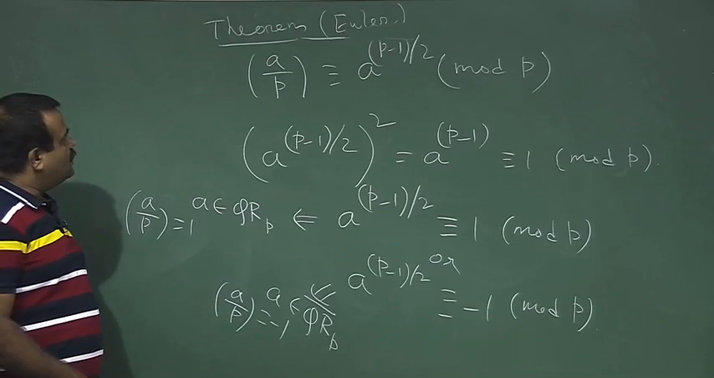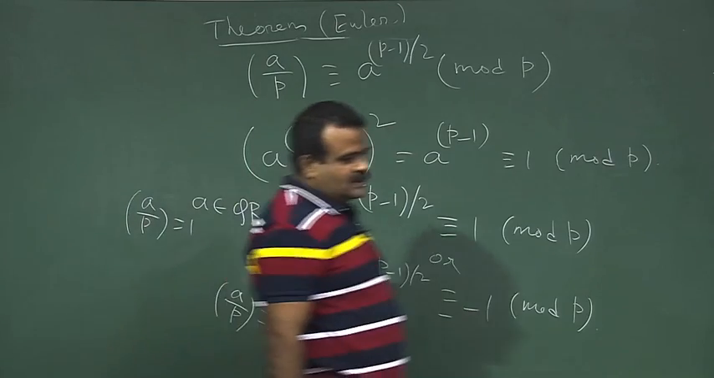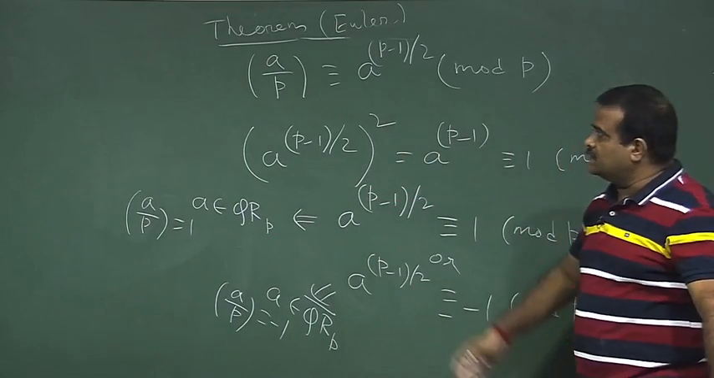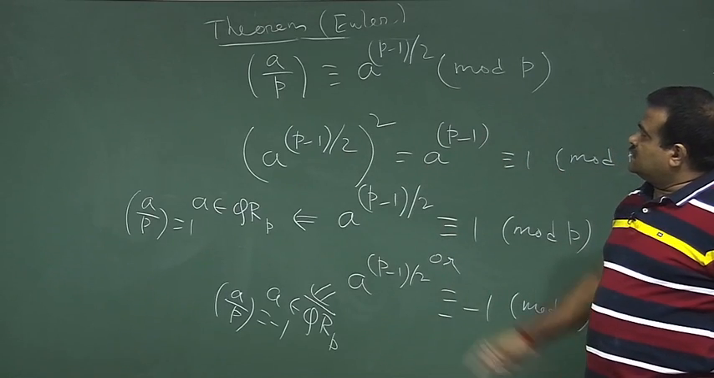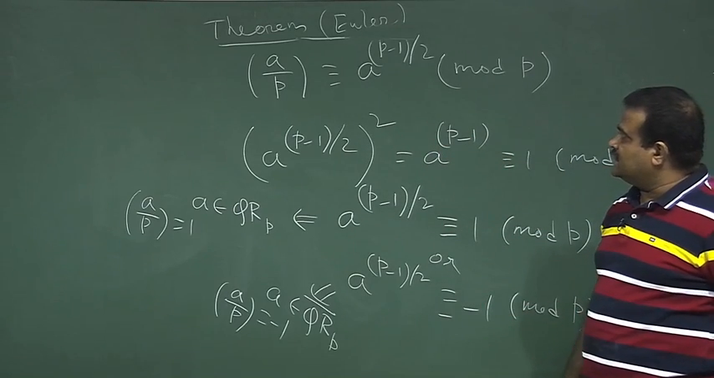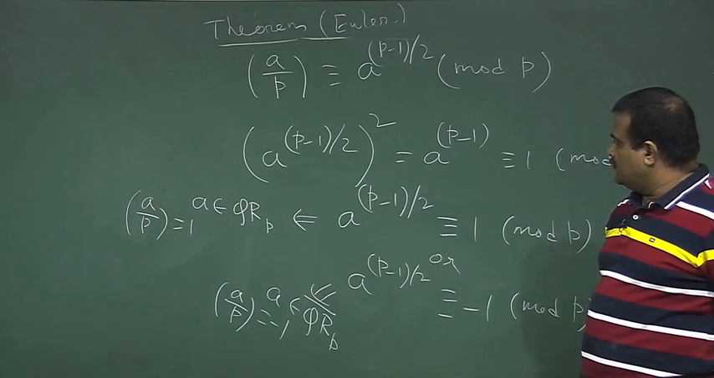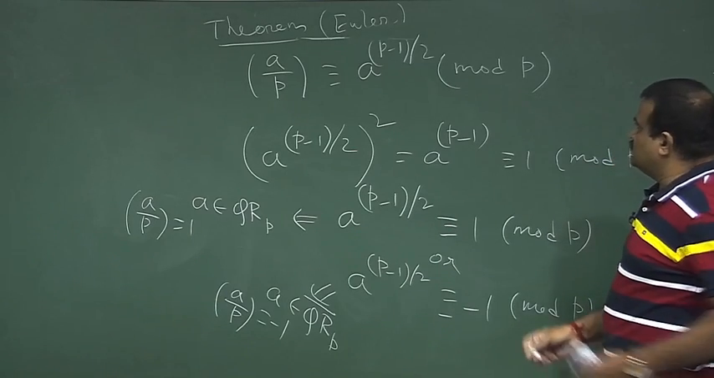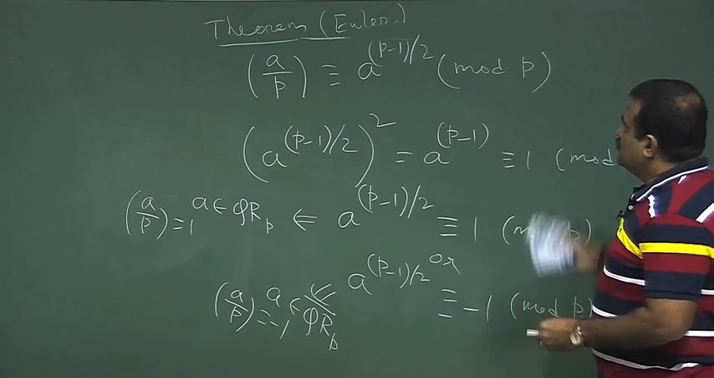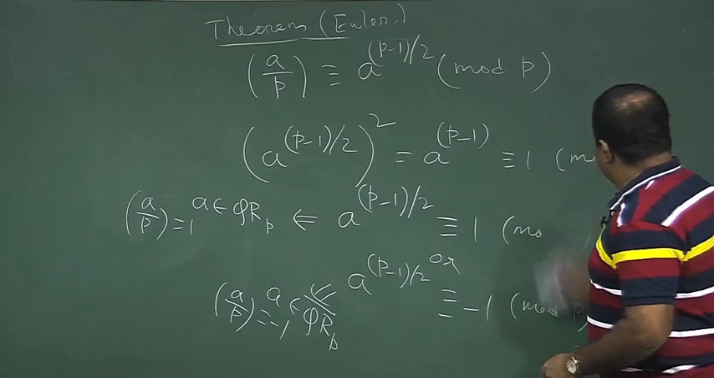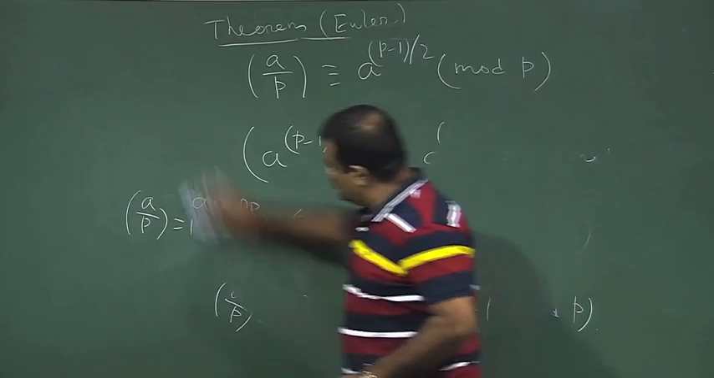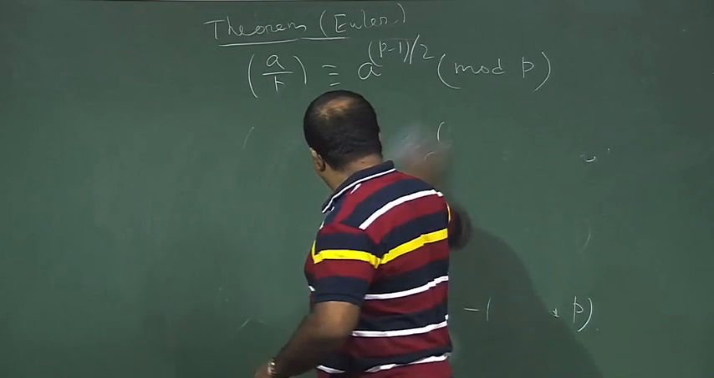So, this is the theorem, or this is the result. This result will help us to calculate the Legendre symbol of some numbers. So, this is the proof of this theorem. We will use this theorem to calculate this. Let us have a few more theorems on this.